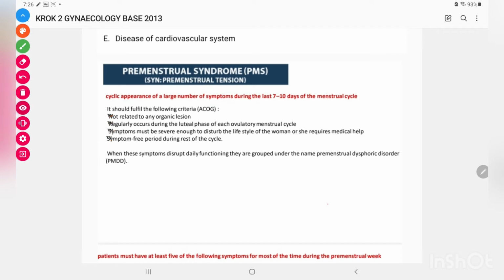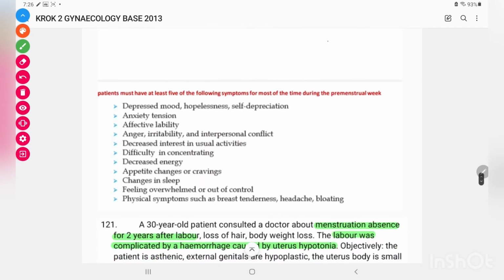Now let me tell you what are the symptoms which are seen. PMS means it should have depression, hopelessness, anxiety, lability, anger, difficulty in concentrating, appetite changes, changes in sleep, even feeling so anxious, out of control. And there can be some physical symptoms like breast tenderness, headache, bloating. So most of us will be having all these things, but in our case it is not affecting our daily life, right? That's 7 to 10 days, so we don't have to go for a medical help.